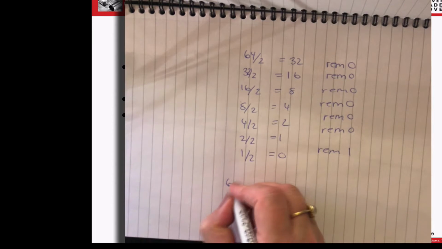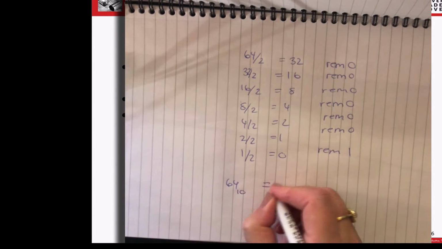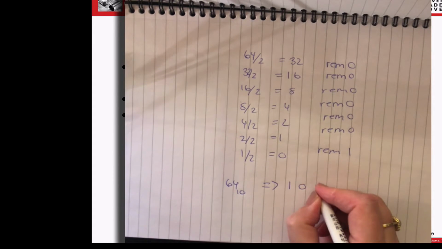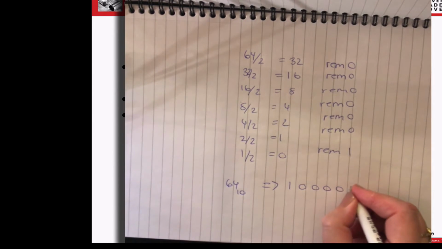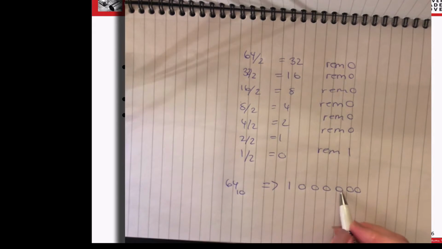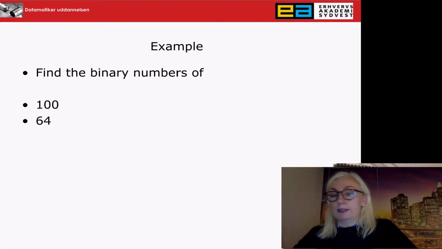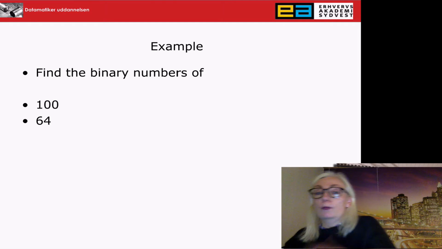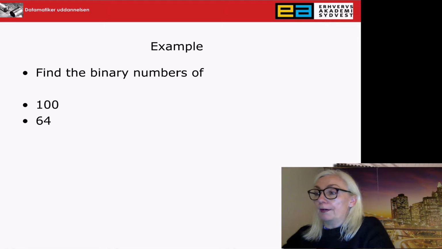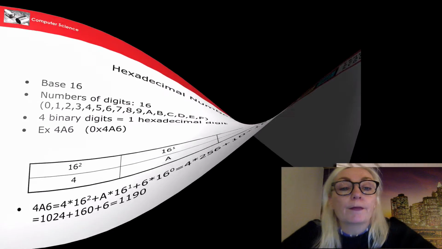So 64 in decimal equals 1000000, that's 1 followed by six zeros, in binary. So this is the way that we convert from decimal numbers to binary numbers. And that was it about the binary numbers.